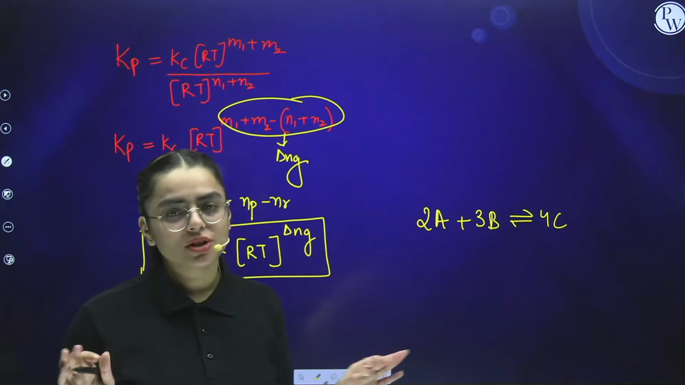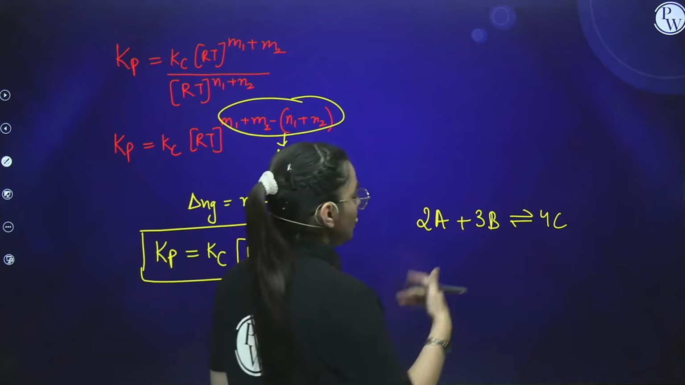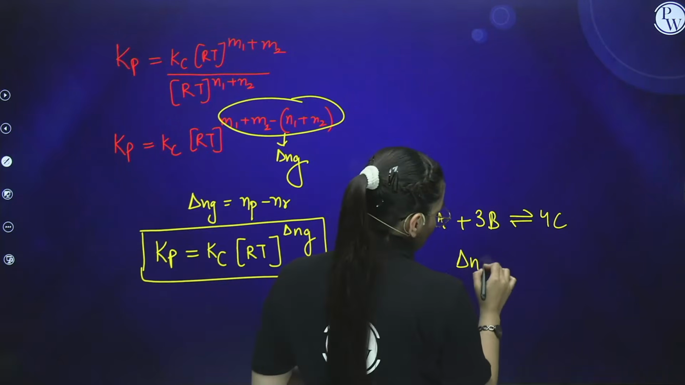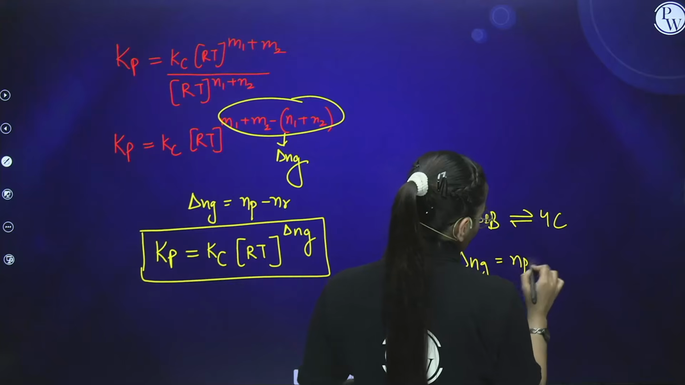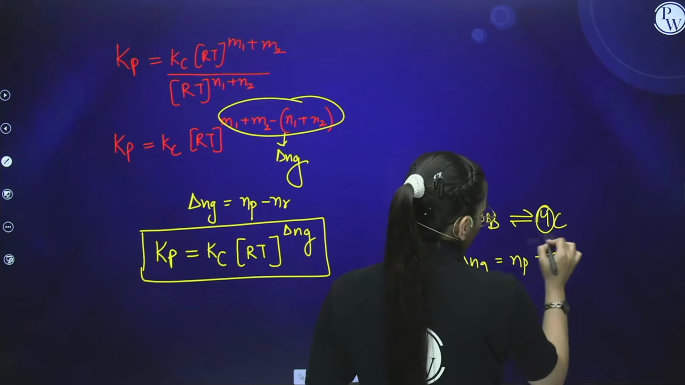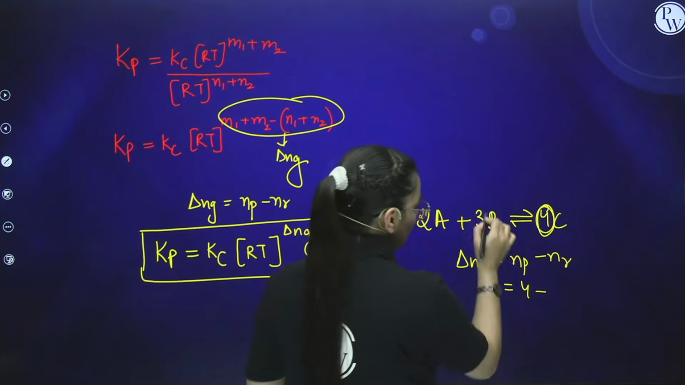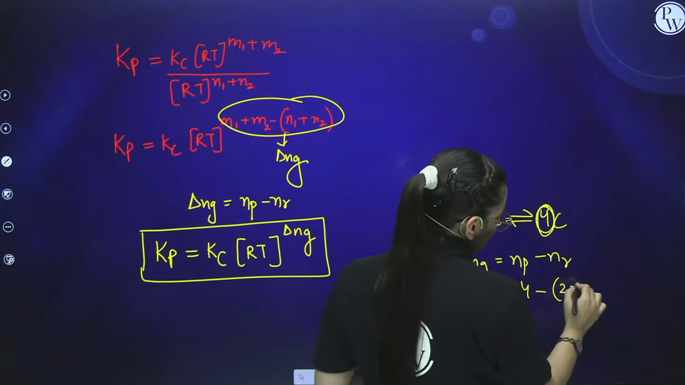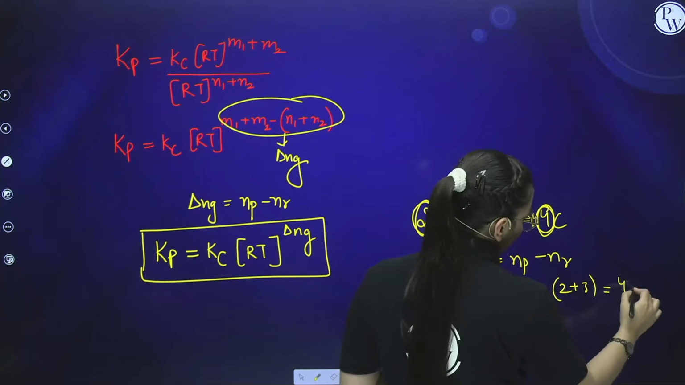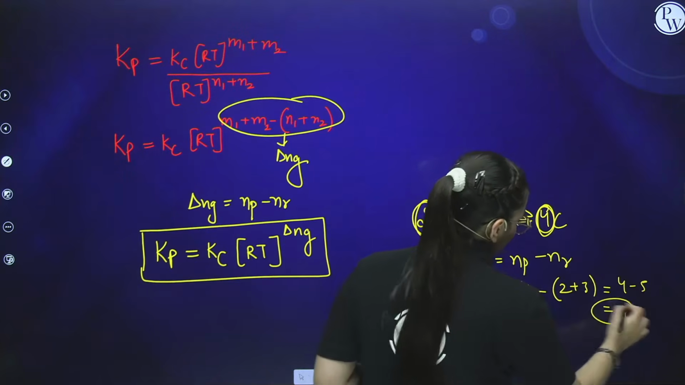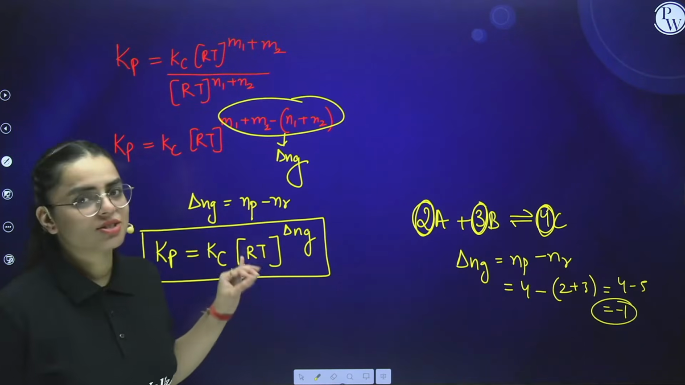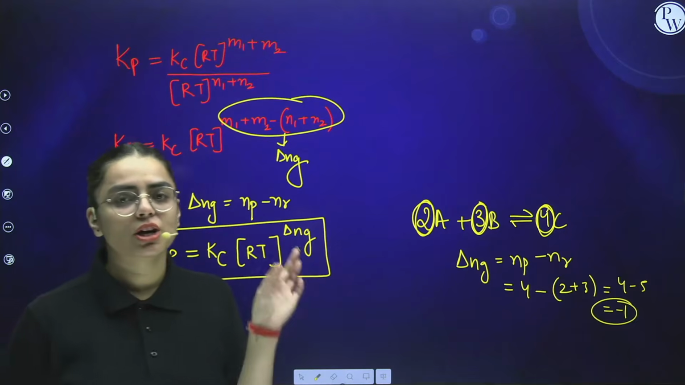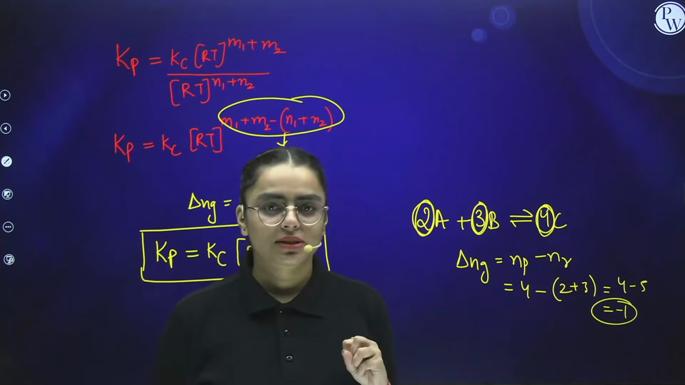First of all, for solids you don't have to take anything, but for gaseous, delta Ng is going to be the number of moles of product minus that of reactant. For product it is only 4, minus for reactant it is 3 plus 2. They both add up, 2 plus 3, that is 5. So 4 minus 5 comes out to be minus 1. So you have to do delta Ng in such a way that the numbers present in front of them, you have to equate that. Clear?